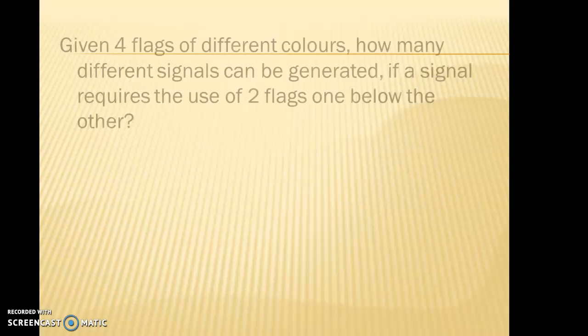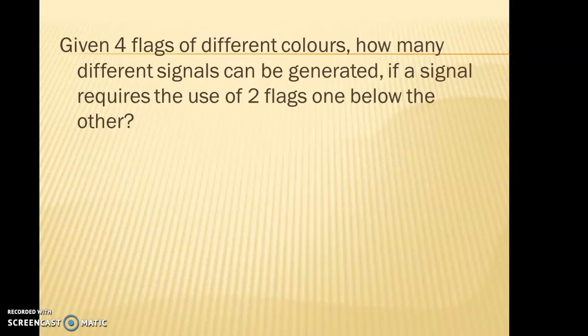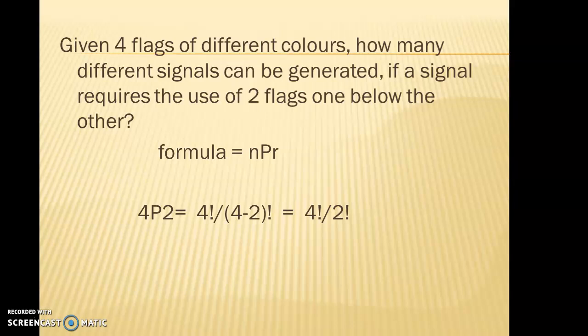Next, given 4 flags of different colors, how many different signals can be generated if a signal requires the use of two flags, one below the other? Now, what is the formula we have to choose? nPr. So what is the way you have to choose? 2 out of 4. So 4P2 is equal to 4 factorial divided by 4 minus 2 factorial. So again, 4 factorial, 1 into 2 into 3 into 4, divided by 1 into 2. The value is 12.